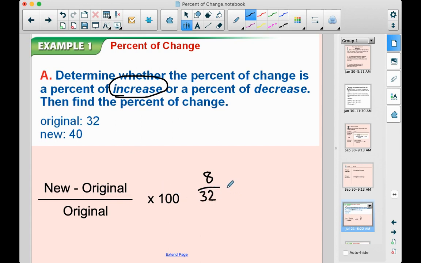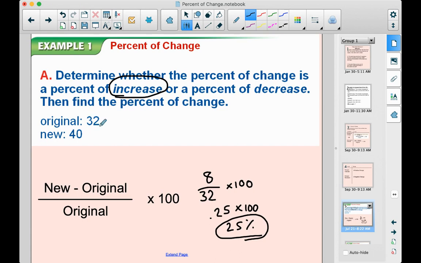Okay, and then I'm gonna move the decimal 2 places or multiply by 100 to turn this into a percent once I get it. So 8 divided by 32, if you punch it in, you get 0.25. Okay, 0.25 times 100, we're just moving the decimal, equals 25%. We would say this is a 25% increase. It went up 25% of what it was.